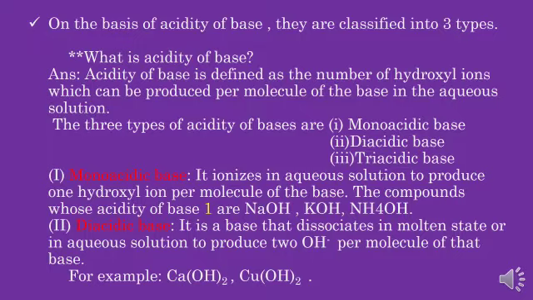Now, what is a monoacidic base? Monoacidic base is a base which ionizes in aqueous solution to produce one hydroxyl ion per molecule of the base. The compounds whose acidity of base is 1 are sodium hydroxide, potassium hydroxide and ammonium hydroxide. Similarly, diacidic base. It is a base that dissociates in molten state or in aqueous solution to produce two hydroxyl ions per one molecule of that base. For example, calcium hydroxide and copper hydroxide. Here, the acidity of base is 2.